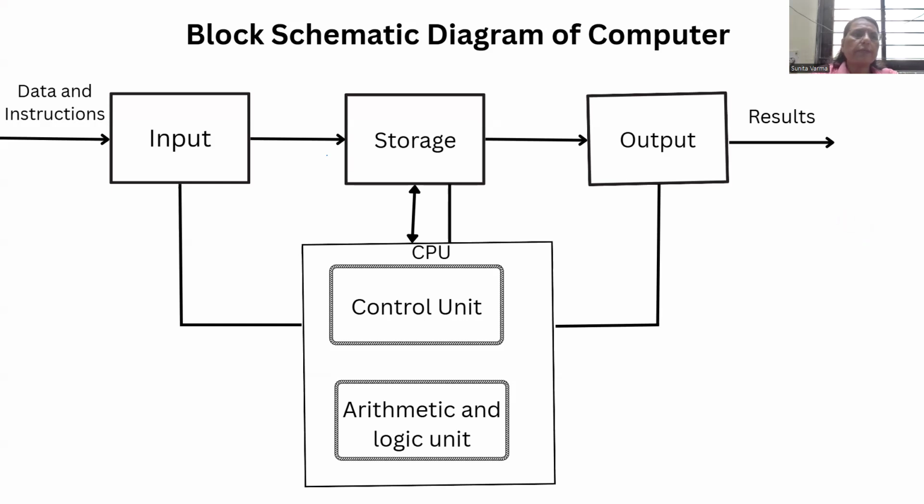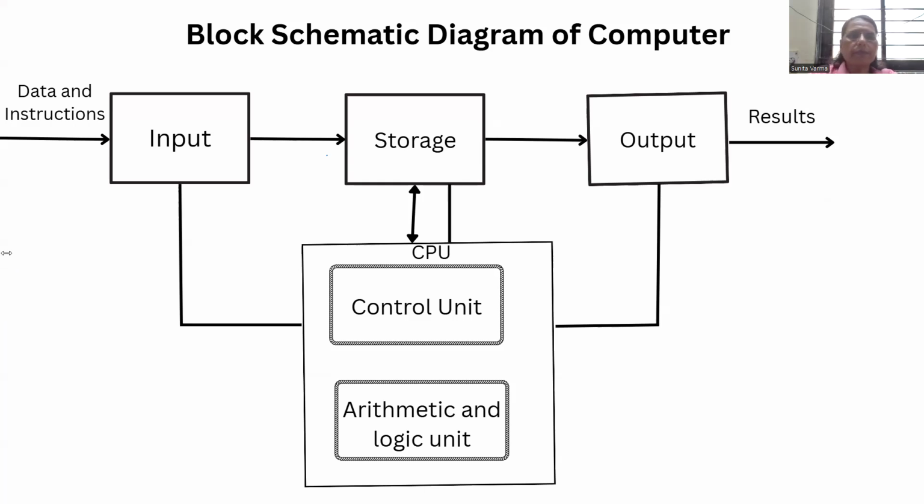So the first unit is the input unit, as we talked about. Input is given to the computer. So input is there from where the data and instructions are given to the computer. Now this input is stored in the storage device. From the storage device, it may go to the central processing unit. Central processing unit consists of control unit and arithmetic and logic unit.